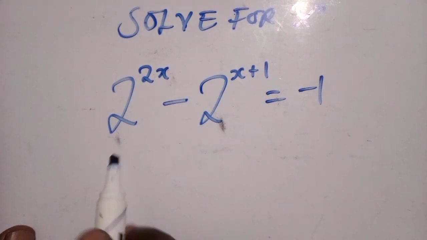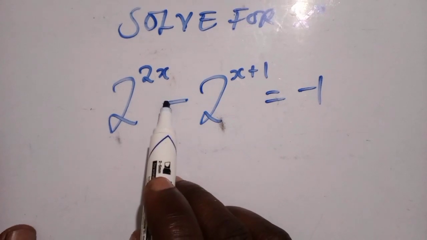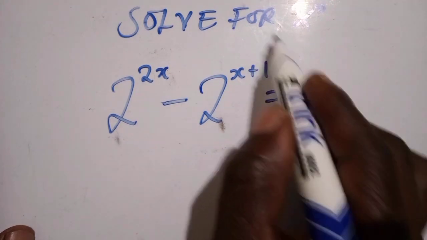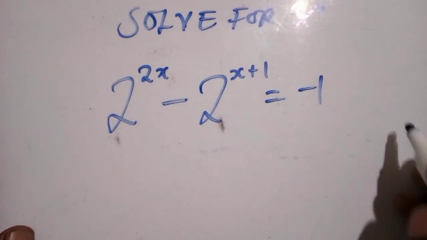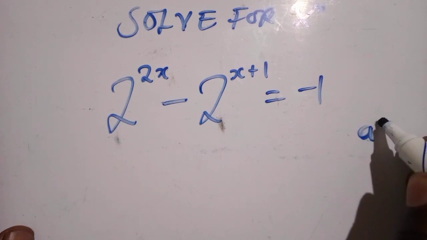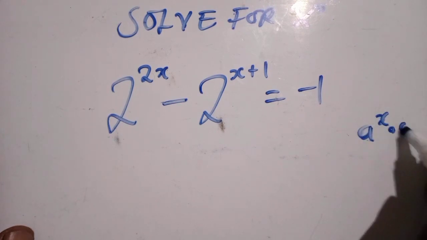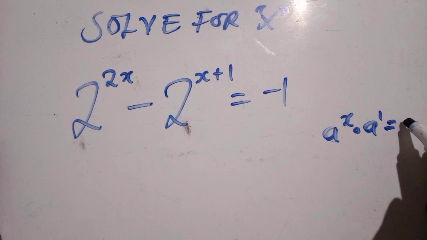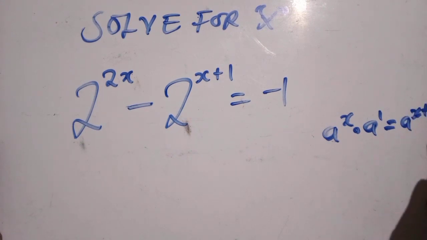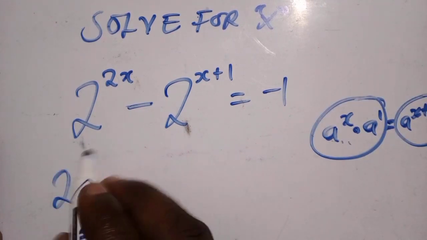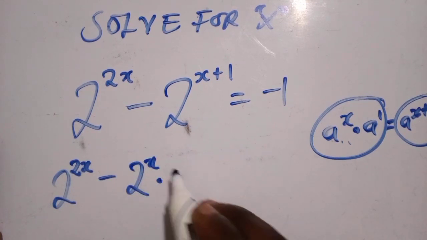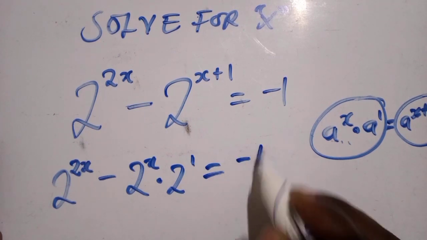Here, don't make a mistake by only getting the powers, because here the sign is a negative. It is not division or multiplication. So if you can see this 2 power x plus 1, it's more like 2 power x multiplied by 2 power 1. In indices, this is equal to a power x plus a power 1. So we have 2 power 2x minus 2 power x multiplied by 2 power 1, which is equals to minus 1.